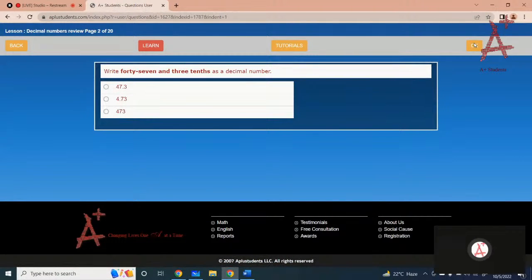47 and 3 tenths. Which option is the correct one? The first one, second one, or third one? Yes, very good. Option number one is the correct one. Very good, Elvin. It's 47.3. The first option is the correct one.